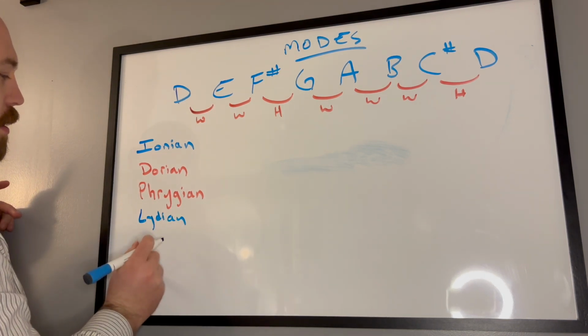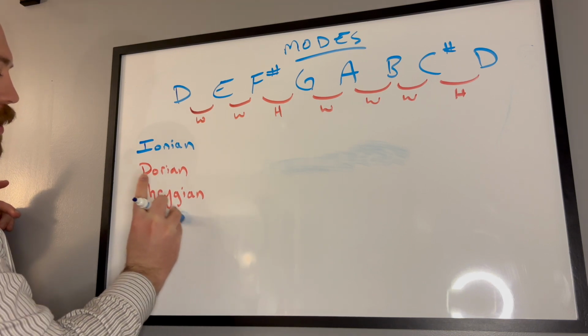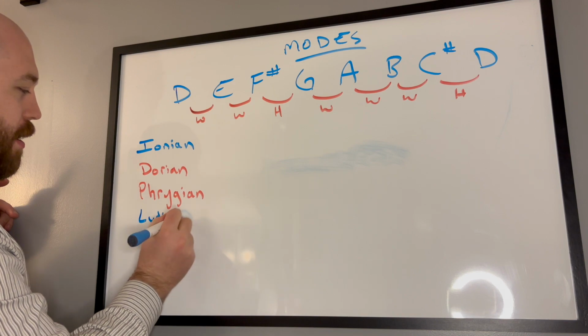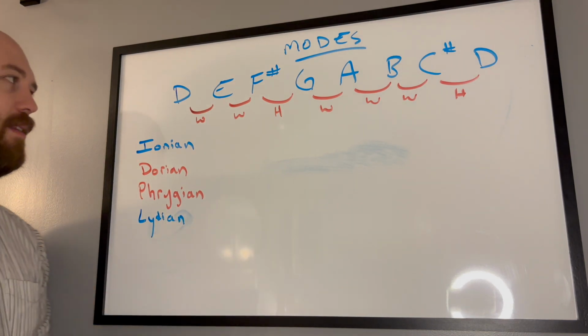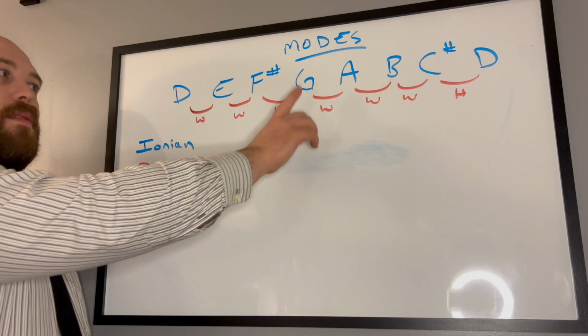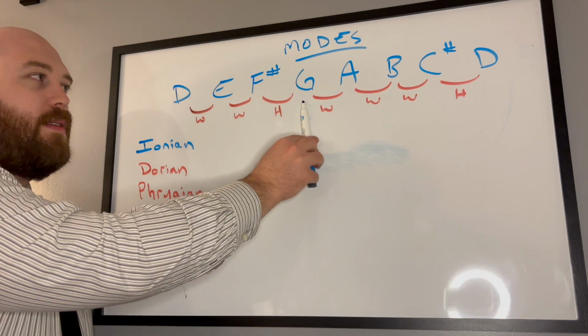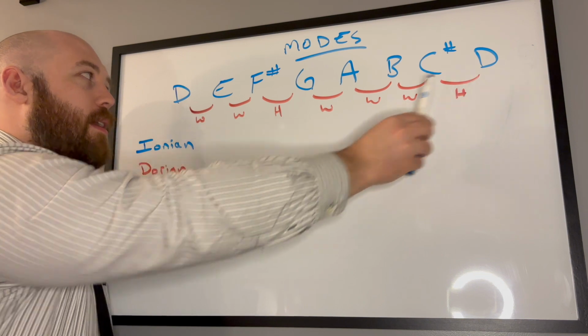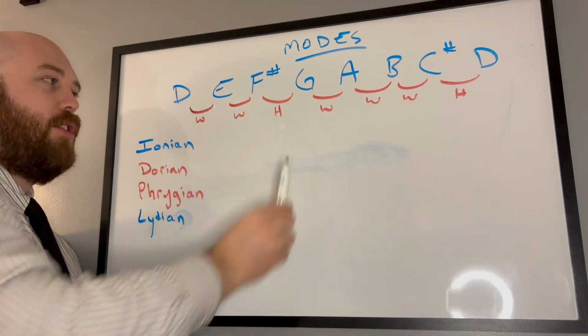Lydian. Fix my handwriting. This is a Y. This is an N. Lydian. Okay? It's the same as starting on the fourth scale degree. G, A, B, C sharp, D, E, F sharp, G.